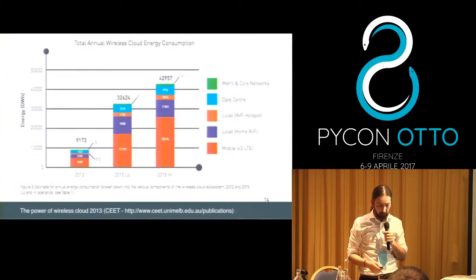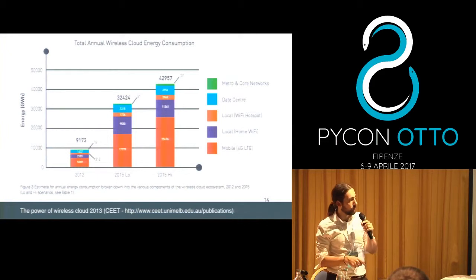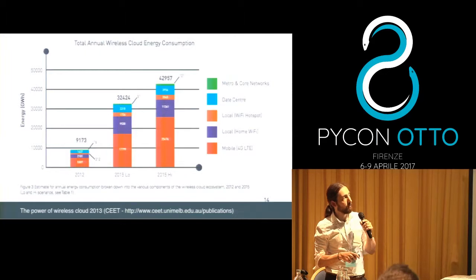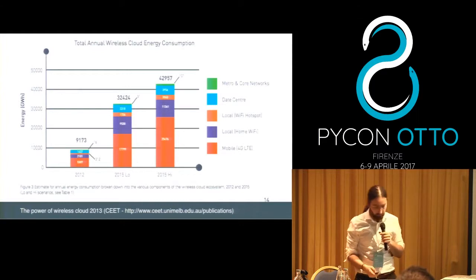To give you an idea, this is again from this report called "The Power of Wireless Cloud," and you'll see in their best case scenario for 2015, we saw something like a threefold change, and the more realistic case is more like 4 times. And you can see how much of this is made up by 4G now compared to running servers or just running things locally on Wi-Fi, right?